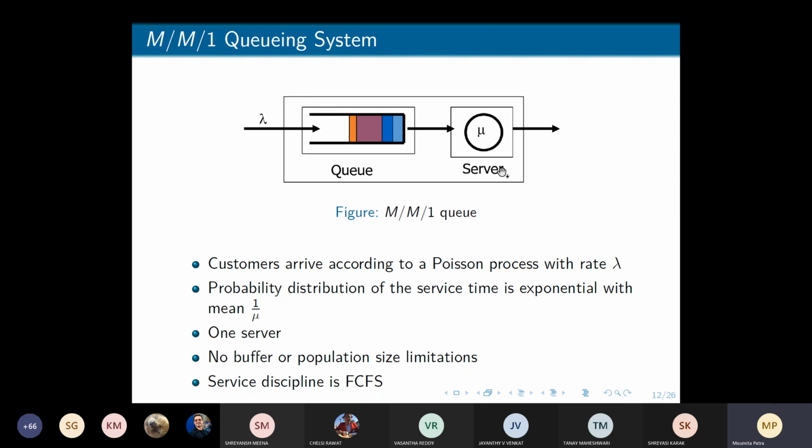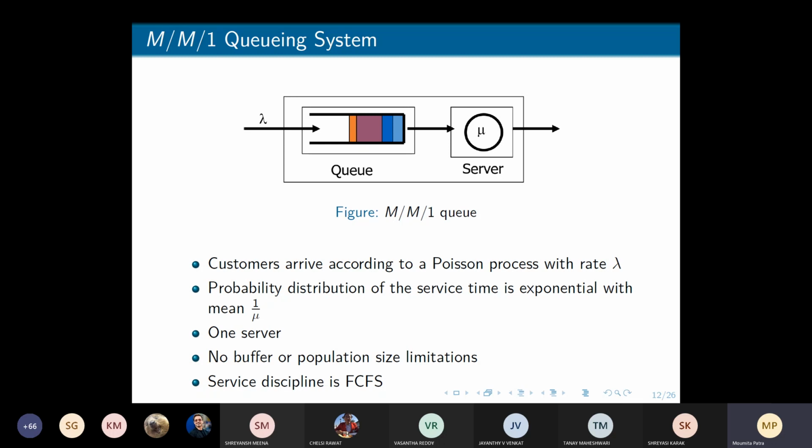A lot of things are given to you. It is given here that the customers arrive according to a Poisson process with rate lambda. Now I had asked you a question today, no? So please go ahead and check that question about exponential and Poisson distributions.